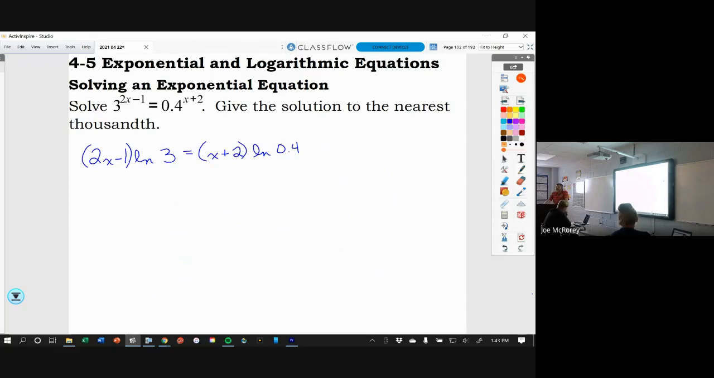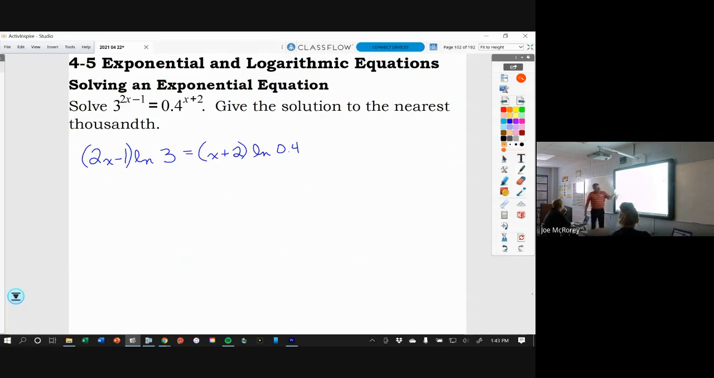Okay, I don't want a specific answer. Be very, very general with this answer. What is the natural log of 3? What is the natural log of 0.4? Be very general with me, please. A number. It's just a number.